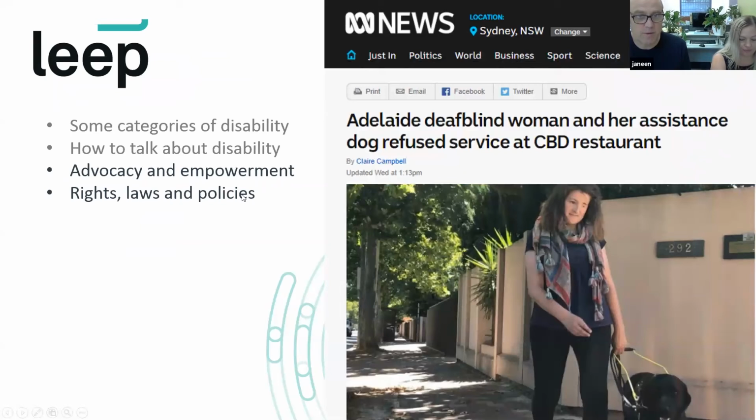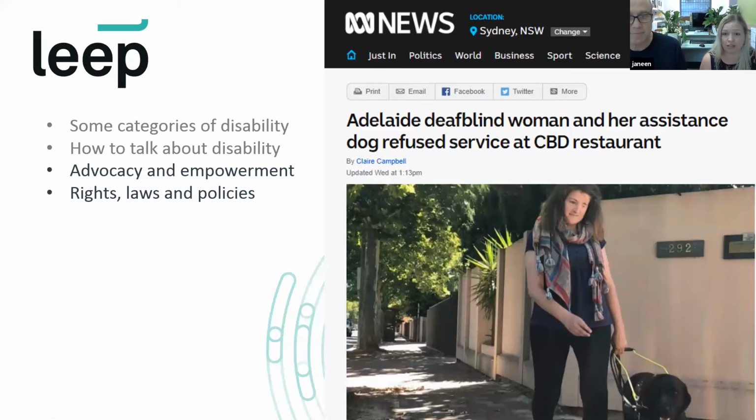Here's an example of someone not getting their needs met. Oh yes, this has been in the news recently this week actually. So she basically went to go into a restaurant with her guide dog. She was refused service. She even has a card that says that she's permitted, that she has a guide dog, and that it's actually against the law.